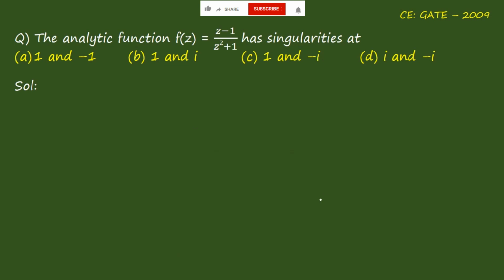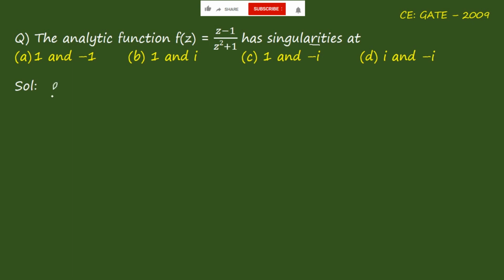Now come to the next question. The question is: the analytic function f of z is equal to (z minus 1) by (z square plus 4) has a singularity set. What are singularities? We have two types, isolated and non-isolated singularities. And in isolated singularities we have poles, removable singularity and essential singularity. Now in this particular case we can go with poles.